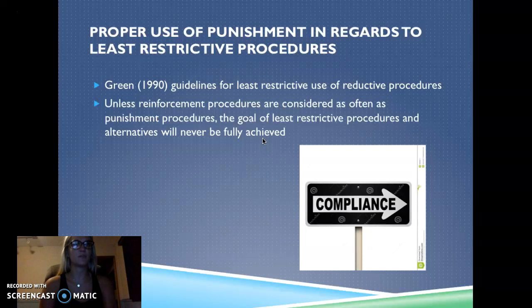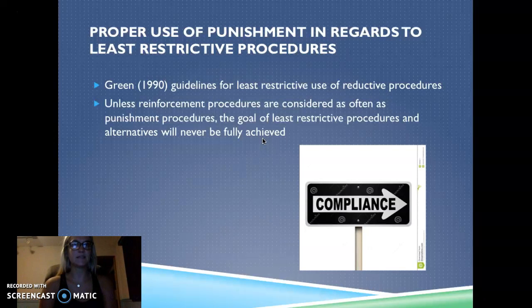One thing that may infringe upon this right is the punishment procedure of exclusionary timeouts. When a child is removed from their current environment, which has already been deemed least restrictive, and placed in a room for an exclusionary timeout, they are losing freedom and access to preferred reinforcers.